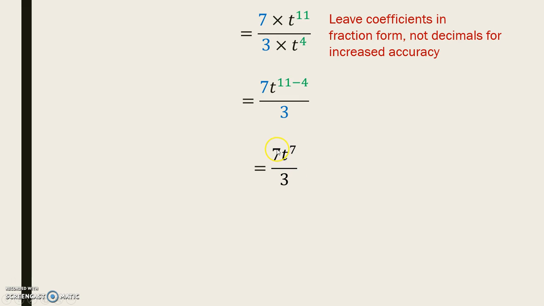And our expression becomes 7 thirds, 7 over 3, multiplied by t to the power of 7. And that's the best way to represent it. An alternative, you could write it as 7 thirds multiplied by t to the 7 instead of all over 3. They mean the same thing.